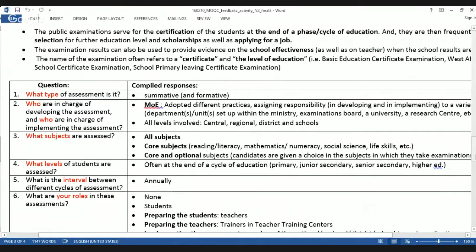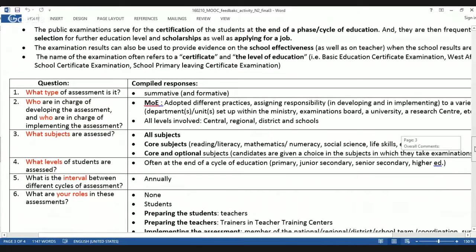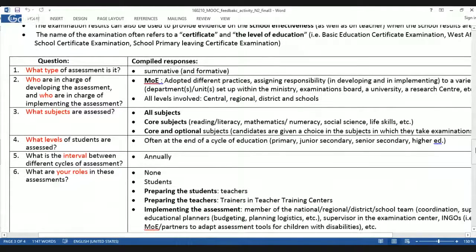For example, a teacher who is in charge of conducting this examination within the school can also be one of the persons who will design the test items. Can also be the one who marks the examination and so on. What subjects are assessed? It differs from country to country. There are countries where all subjects are assessed, others only core, and other countries where there are core and optional subjects. So candidates can choose some additional subjects.